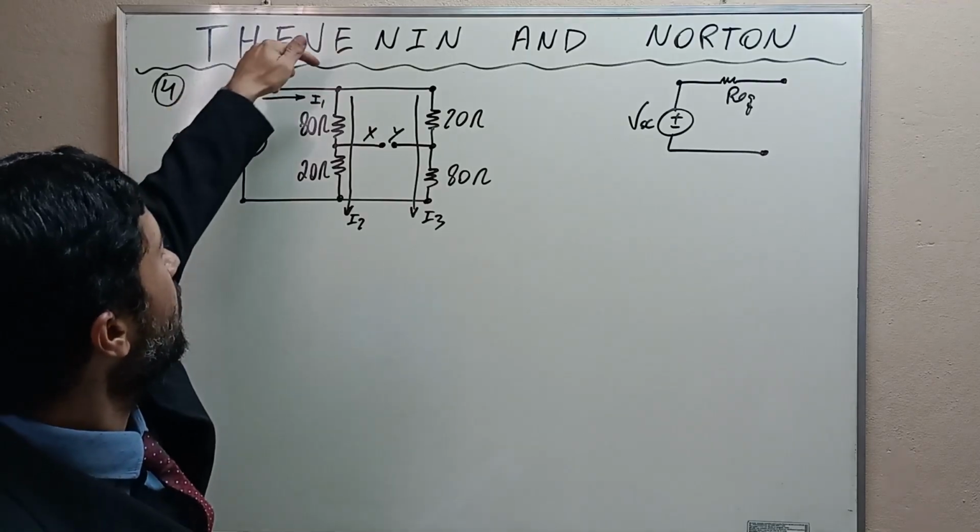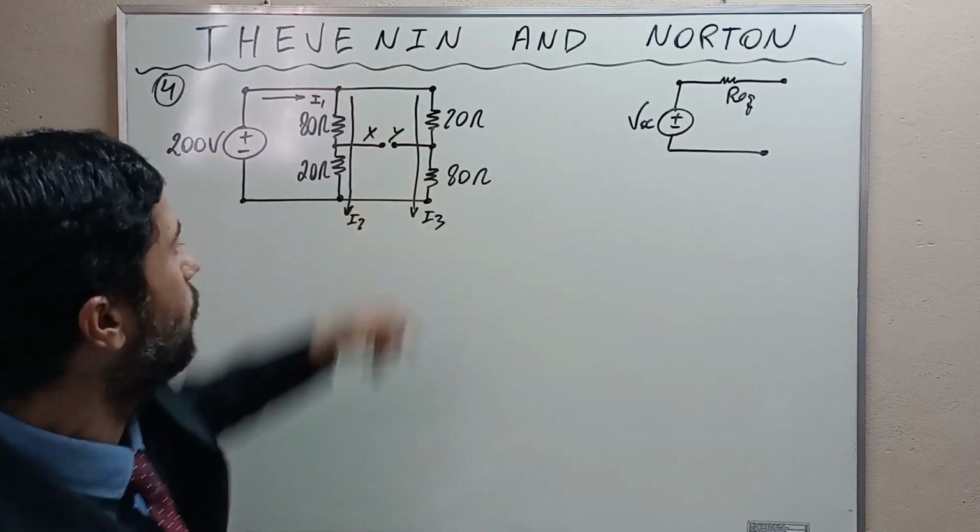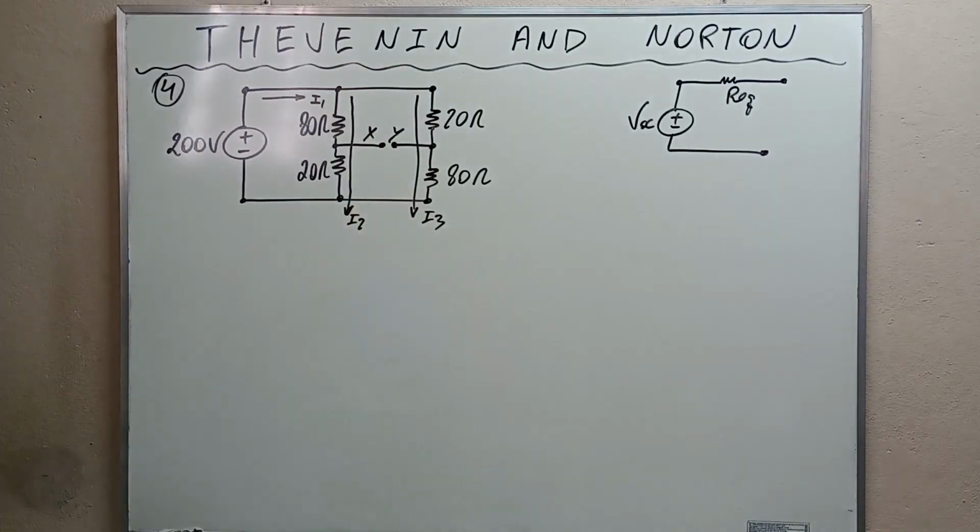I1 enters here, I2 goes all the way down here, and I3 all the way down here, okay? And if you remember, the sum of the currents that enter a node has to be equal to the sum of the currents that leave the node, and the current entering the node is I1.